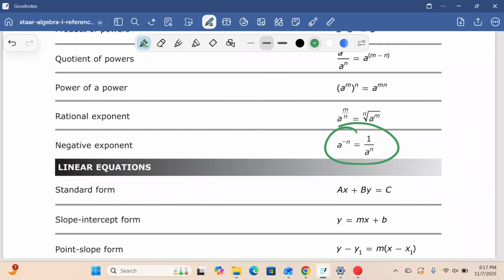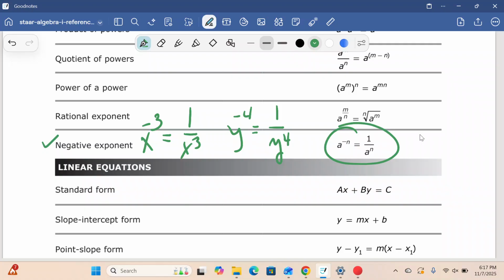So let's say I'm given x to the negative 3. By looking at that, you're going to rewrite it as 1 over x to the third. So all you're doing is flipping it and it becomes positive. If you have y to the negative fourth, all you're going to do is flip it so it becomes 1 over y to the fourth. So that is a negative exponent. Hopefully this will help you any time that you deal with exponents.